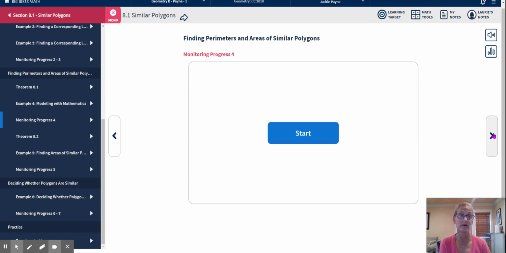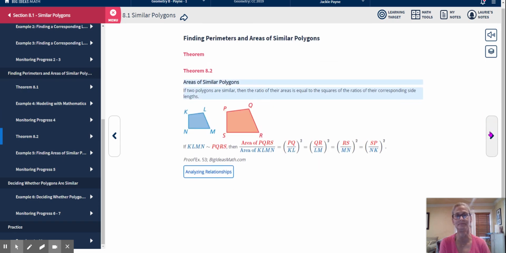However, now we're going to talk about area. Area is slightly different. We have a theorem. If two polygons are similar, then the ratio of their areas is equal to the squares of the ratios of their corresponding side lengths. Because remember, area is length times width. Okay, so we're talking 2 dimensions. So if you have one ratio, it's this way, right? But then if you have another ratio, it's this way. So you multiply them. That's how you remember it's squared.